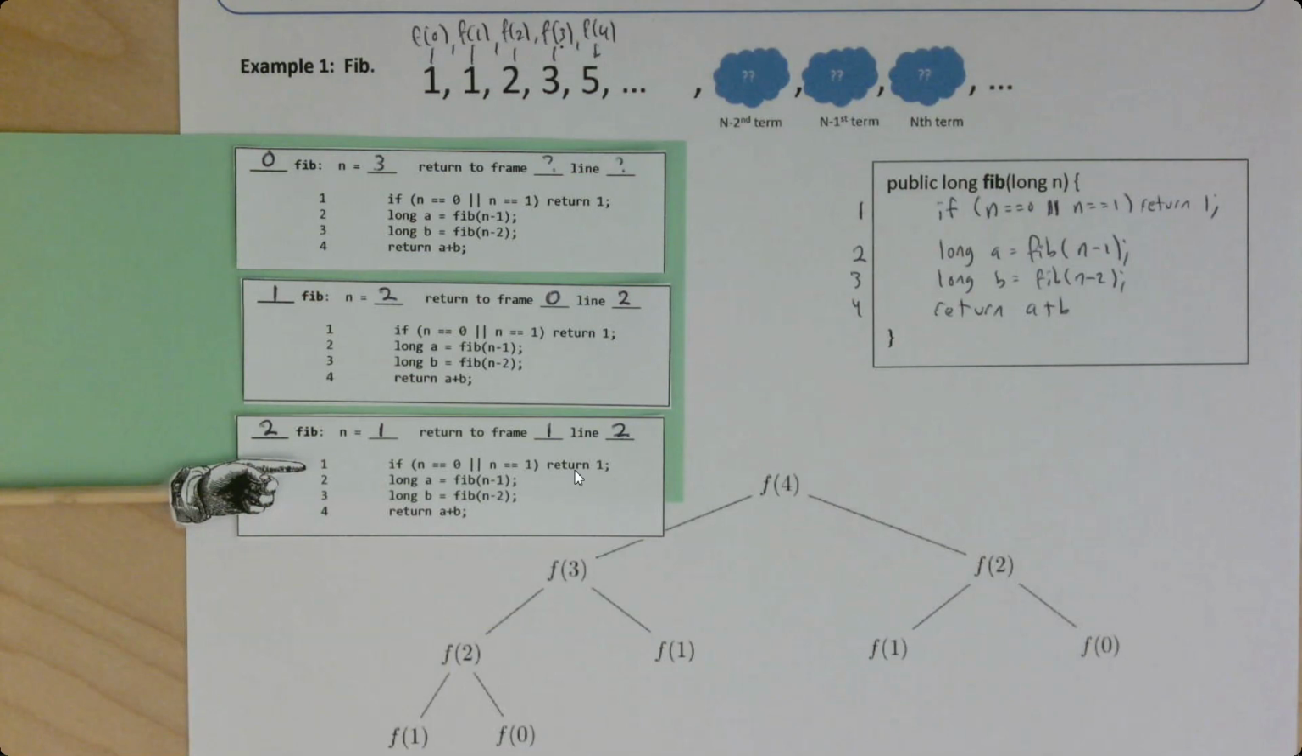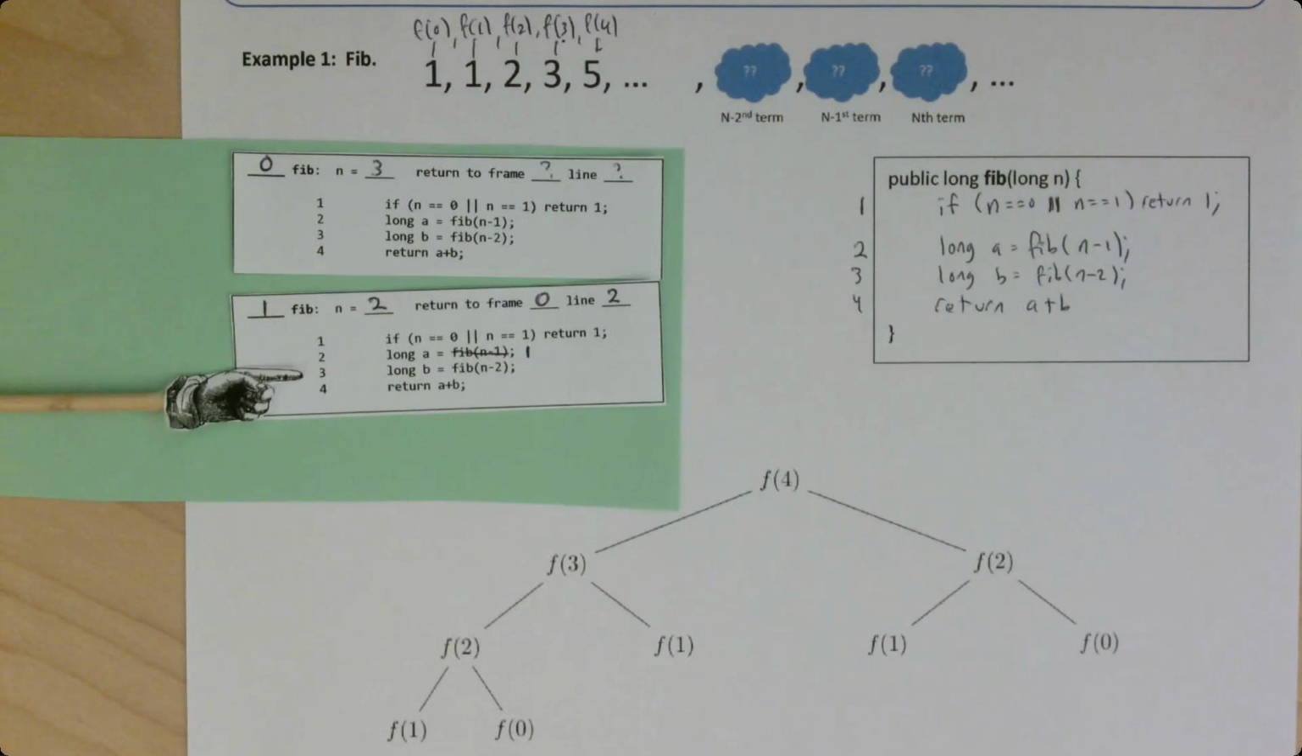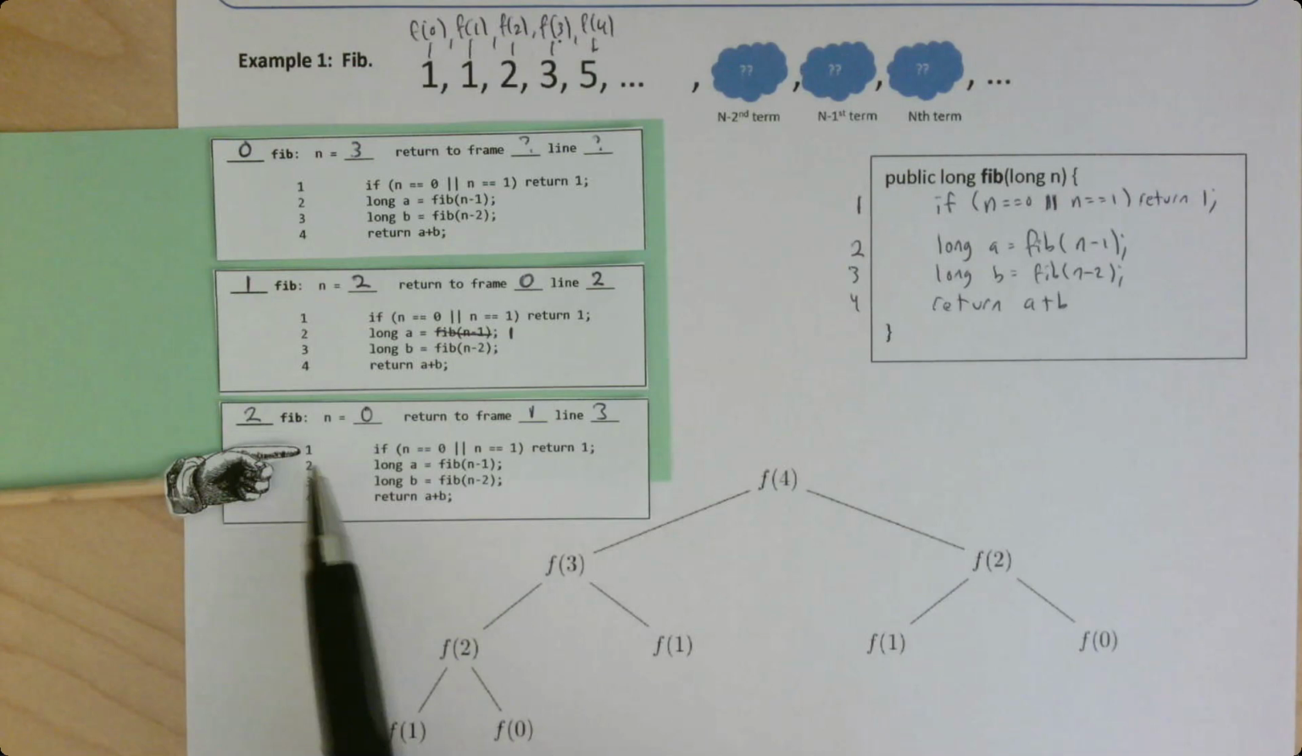So this is going to exit, and we're going to go back to where we came from, frame 1, line 2, which was here. Only now a has a value. And so now we're going to continue running this version. So we finished running line 2, so now we're going to run line 3. And that's going to create its own stack frame. Only this time we're going to run it with n minus 2. Since n started at 2, that's going to run fib 0. So here we are running fib with an input of 0. It's going to return to stack frame 1 on line 3 because now it's the second call. We hit the base case immediately because n equals 0, so we're right away going to return 1.